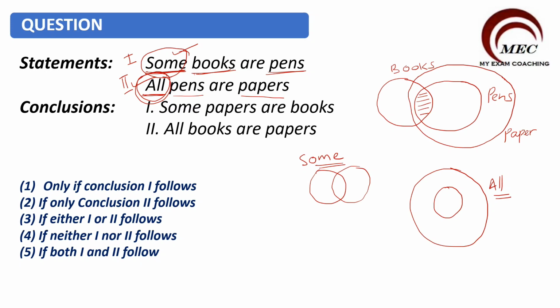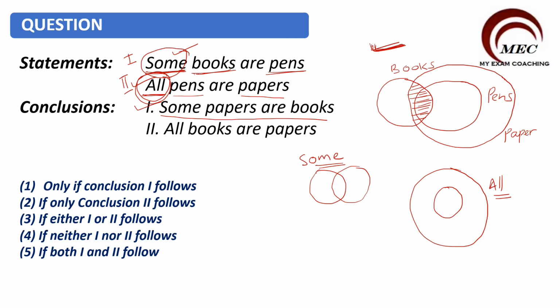Now let us see from this diagram which conclusion is correct. Conclusion 1 says: some papers are books. Some papers come in the book part. Yes, books and paper have a common area. This is the common area. So some papers are books. So conclusion 1 is correct. Some papers are books only.